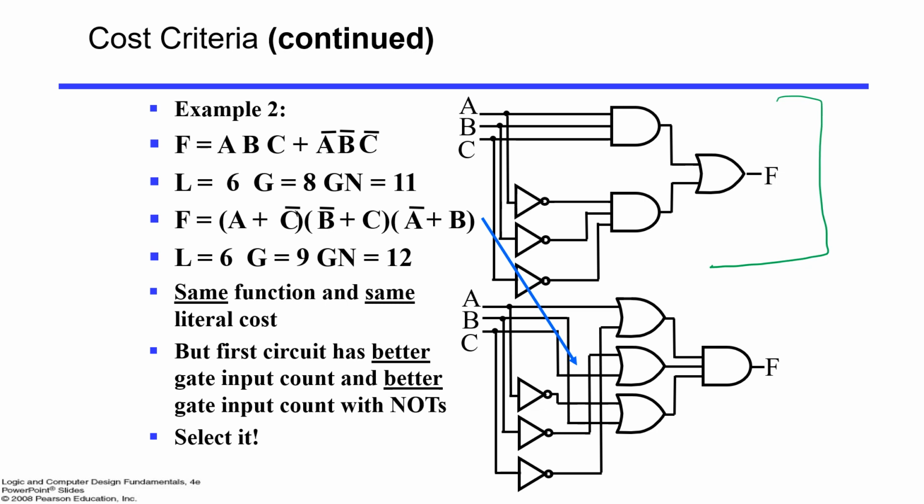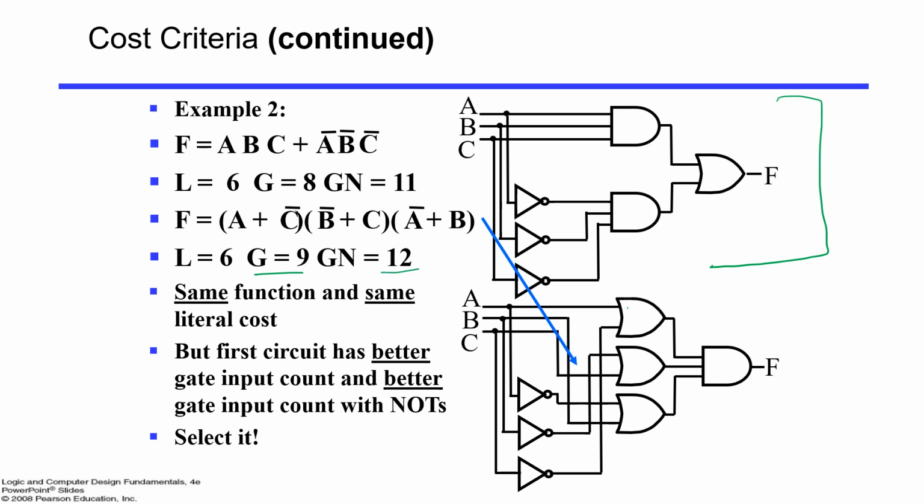Now let's look into the circuit here. A plus C bar dot B bar plus C dot A bar plus B. So you have taken 2, 2, 2, then 3 here. So 1, 2, 3, 4, 5, 6 and 7, 8, 9. So you'll get G equal to 9. So literal 6, G is 9, and what about GN? 9 plus 1, 2, 3. So it will be 12.